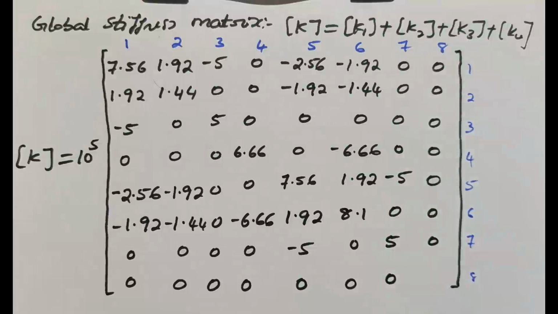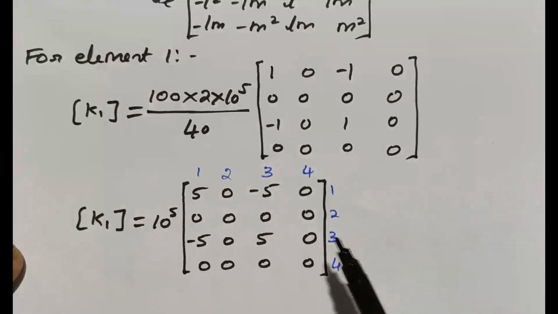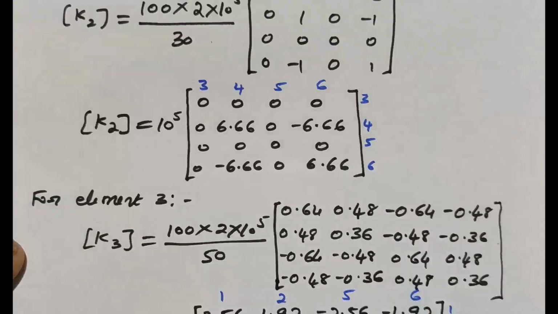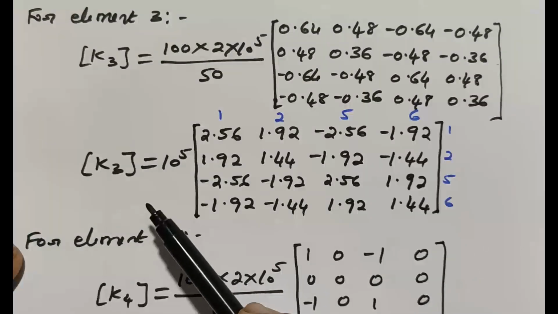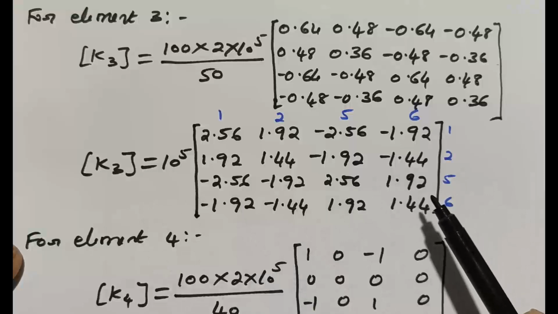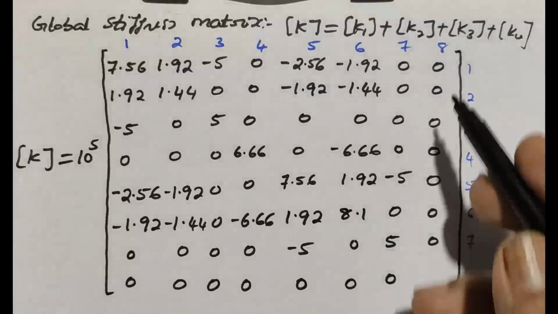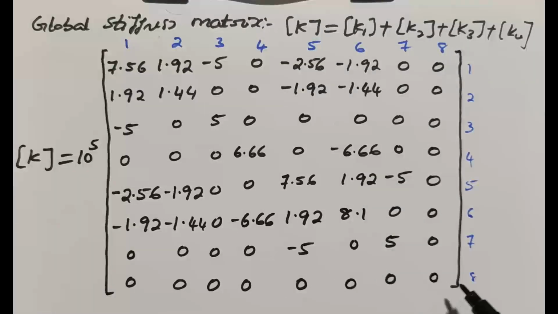Next we need the element corresponding to 8 and 8. See, in K1, K2 and K3 we don't have any element corresponding to 8 and 8. In K4 we have an element corresponding to 8 and 8, but it is 0. So the element corresponding to 8 and 8 is 0. So this is the global stiffness matrix.